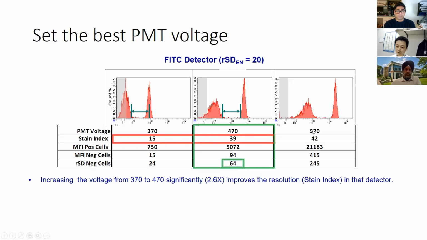If we continue to increase the voltage, the stain index increases very little. It also pushes the signal to the end of our linear range. If we push too much, all the signal above 10 to the fifth we think is out of range, so it's not comparable. So this one, the middle one, is the best voltage we want to use for our experiment.